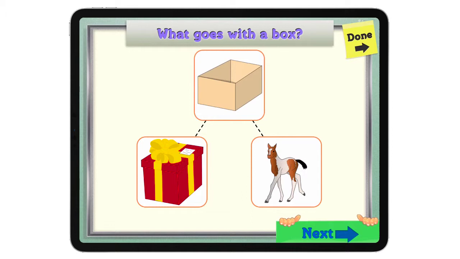What goes with a box? Now the child is going to be able to select things that go with the item in question. In this case, it is a box. What goes with a box? Is it a horse or a gift? Once they make the correct selection, the app will prompt you to tap Next.